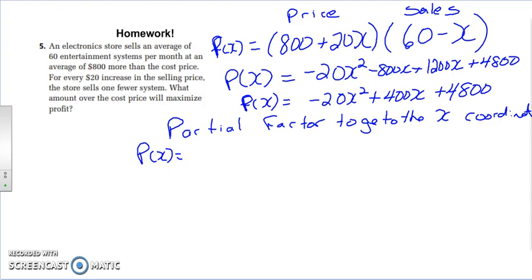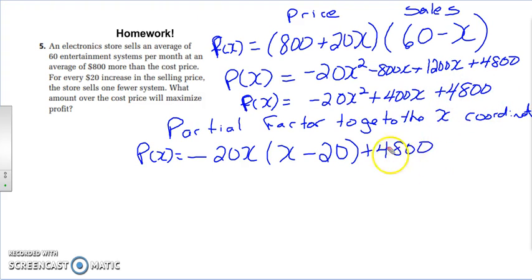For P of x, I'm going to divide each of the first two terms by x and negative 20. So I'm going to factor out negative 20x, and that's going to give me negative 20x times the bracket x minus 20. What this gives me is two coordinates that are not the x-intercepts, but are two coordinates that are equal in height, at the same point of the parabola. The 4800, or the y-intercept, hasn't really changed, so I'm just going to stick that on at the end.